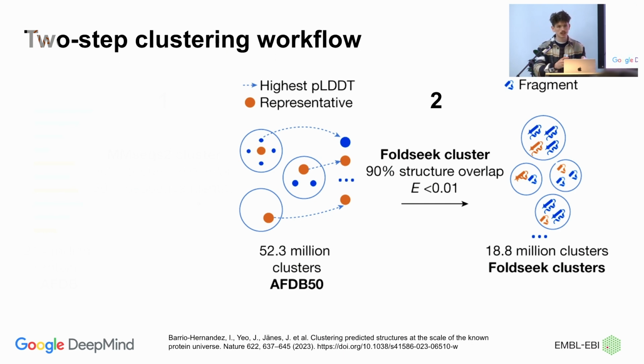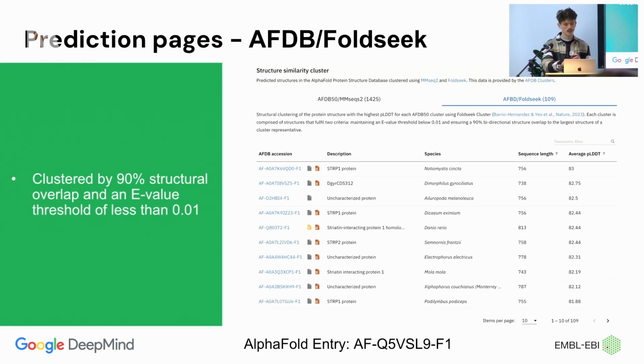So from each cluster, what's done next is we take a single protein from each cluster, which has the highest average PLDDT. And then we used Foldseek to cluster. Here, you start clustering based on 90% structural overlap and a threshold of less than 0.01 e-value. Then we're left with 18.8 million clusters. Now this data is visualized in this other tab called AFDB Foldseek. So now we're viewing homologous proteins on these two clustering steps, one on sequence and one on structure.